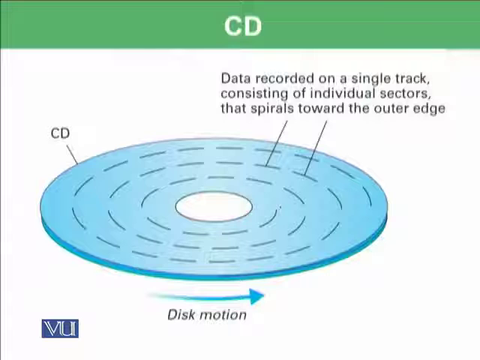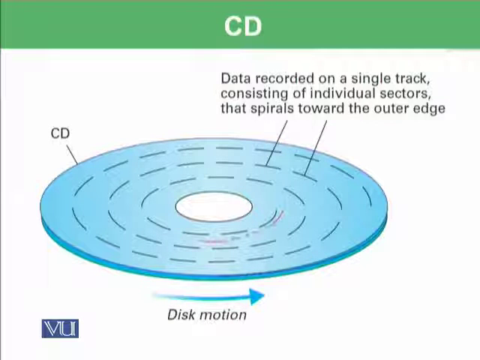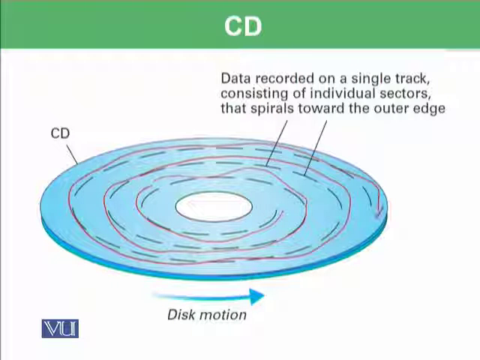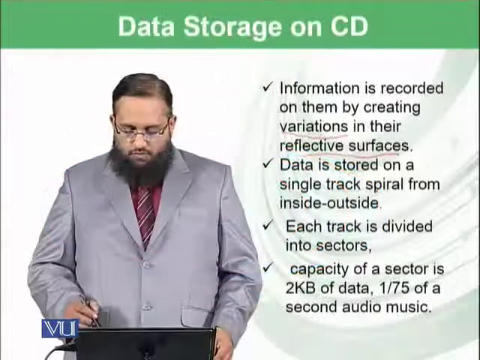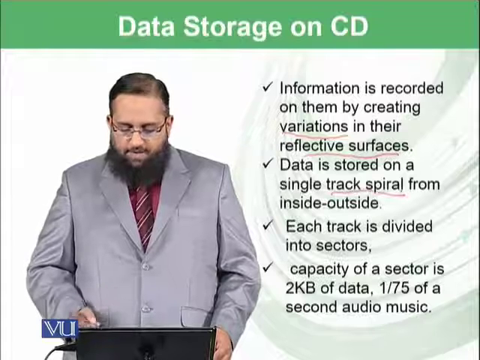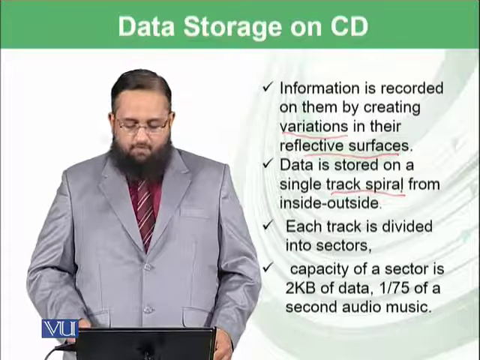You can see that in a CD, we start a spiral from here and go outward. It goes outward, but it is all called one track. So there are no multiple tracks available in CDs. It has a single track, which is a spiral from inside to outside.